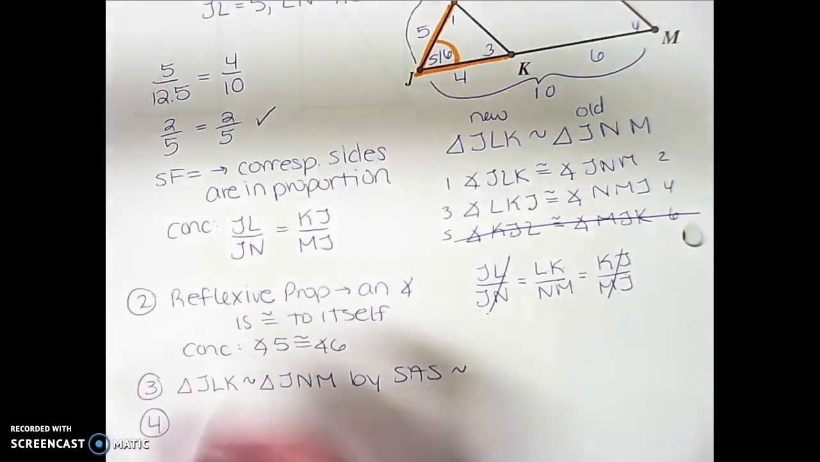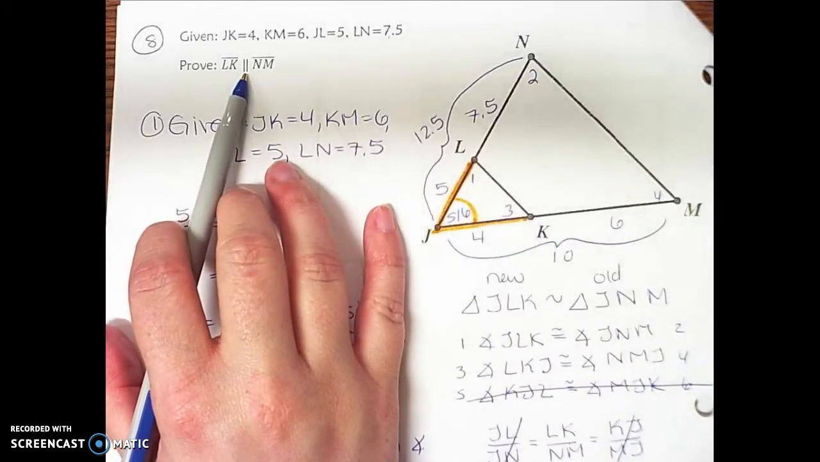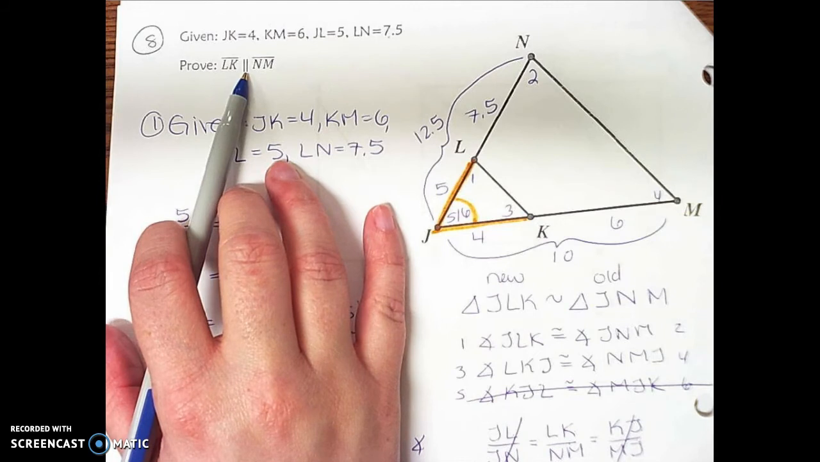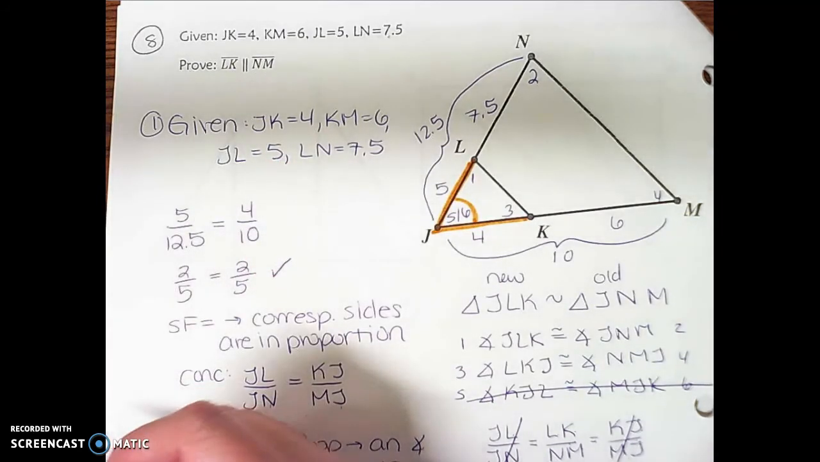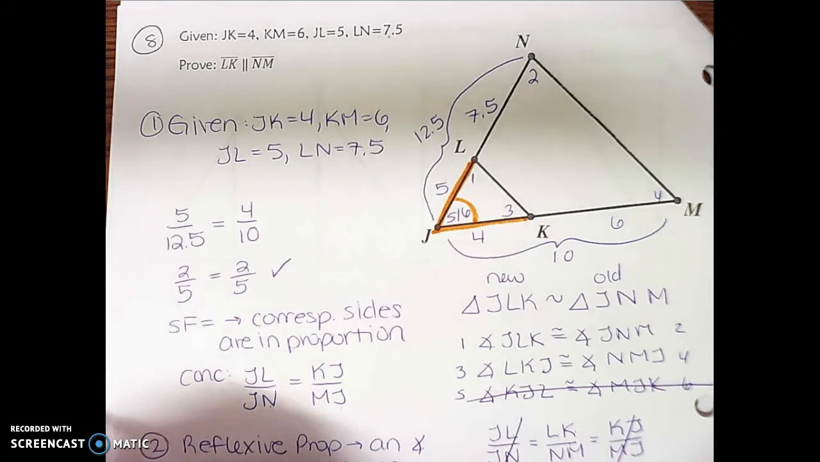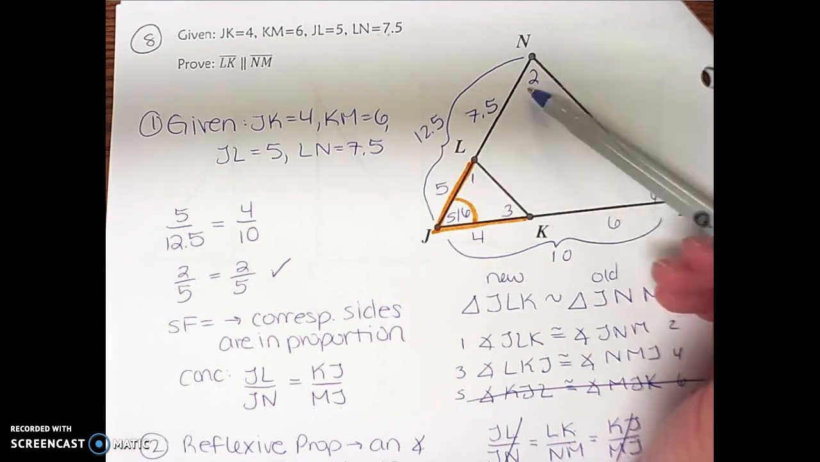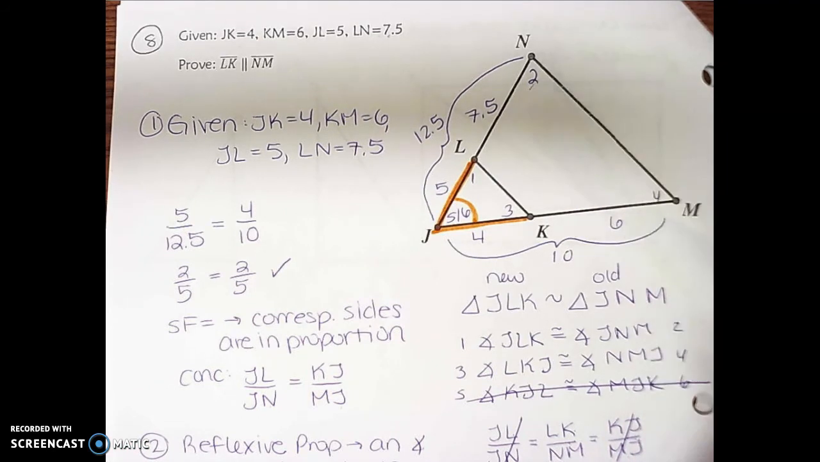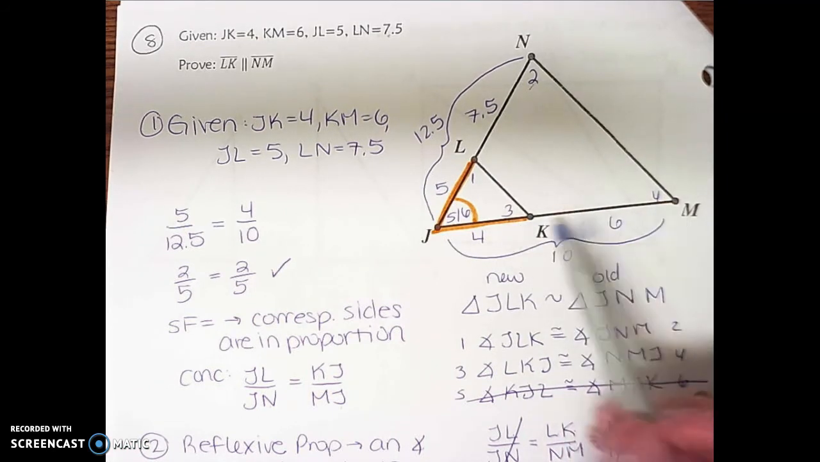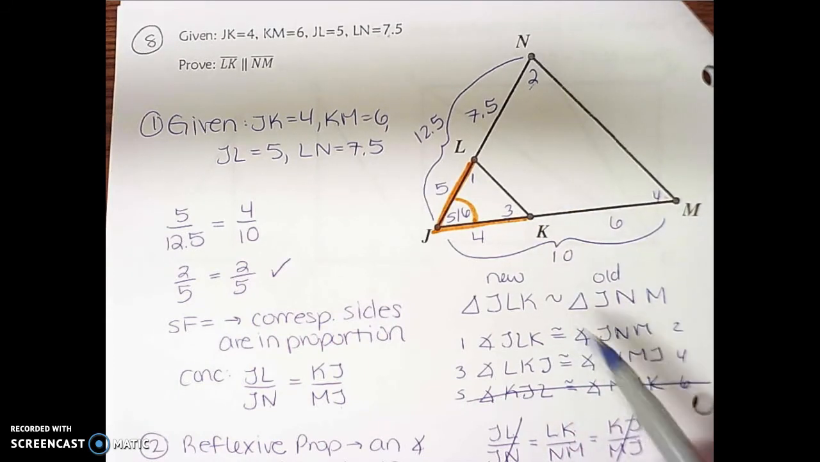I'm not done. I still need to prove that my lines are parallel. The way that I prove lines are parallel is by getting angles congruent. If, for example, alternate interior angles are congruent, my lines are parallel. If corresponding angles are congruent, my lines are parallel. So looking at this diagram, hopefully we see that angles 1 and 2 are corresponding angles. Also, 3 and 4 are corresponding angles. I can use either of those 2 pairs of angles. I don't need both of them.